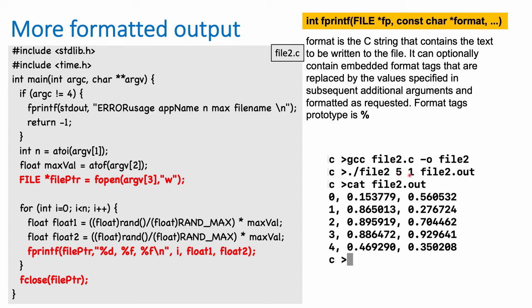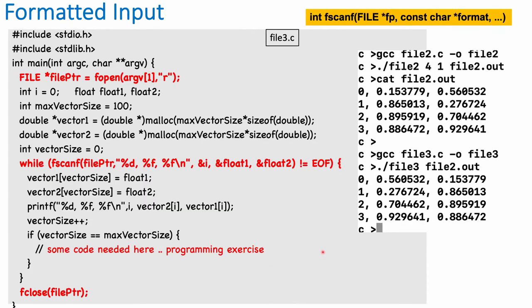I want random variables from 0 to 1, and I'm going to want the output into file2.out. So if I have a look at the results when this file runs, this is what I see. So now we're going to read that file.